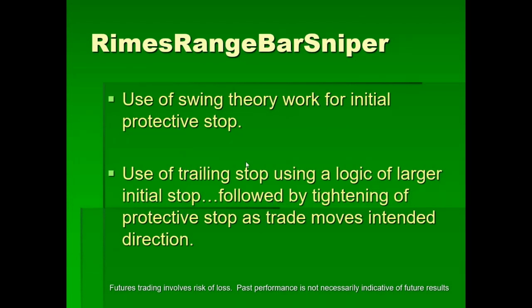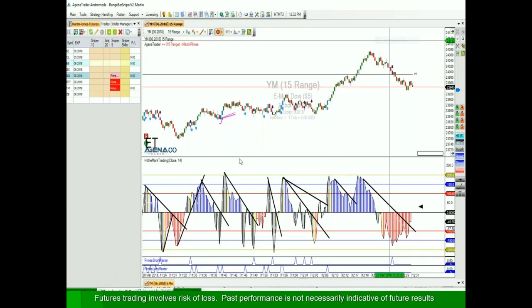Now, the use of swing theory for the initial protective stop can be a pretty large stop. But basically what they're saying is that price has a tendency to start moving up, pull back, and then move up. So the swing theory people would say, okay, well, here's my stop on any long. And you look at this after the fact, and it's just like, wow, that's phenomenal.